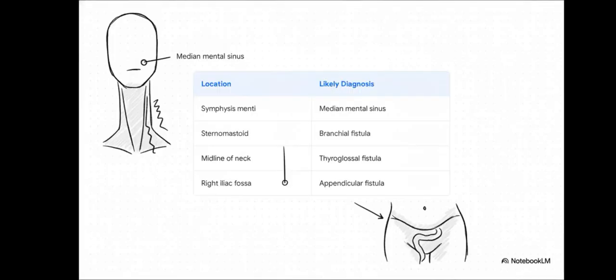Okay, so moving from the discharge to just purely looking at the wound, the actual physical location of the opening gives away the diagnosis in the vast majority of cases. It's pretty wild. A sinus right on the point of your chin, that is almost certainly a median mental sinus. An opening on the side of the neck, right along the sternomastoid muscle, is classically a branchial fistula. If it's right in the middle of the neck, boom, thyroglossal fistula. And a persistent opening in the right lower abdomen, the right iliac fossa, could totally point to an appendicular fistula. Location literally is everything here.